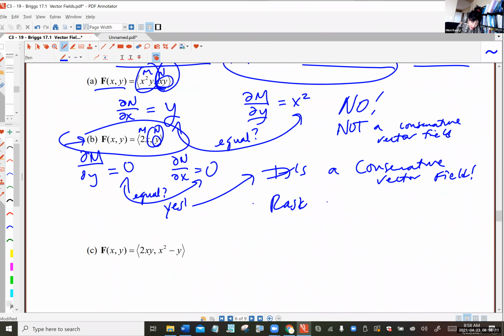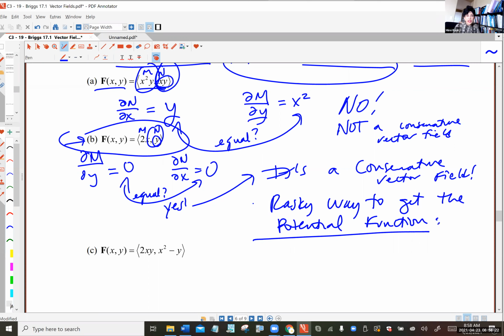The Rasky way to get the potential function. Again, I'm going to repeat this at the risk of being redundant, because I know sometimes students need to hear things 5 times before they get it. I don't make that up, they actually did studies. Students need to hear things 5 times before it sinks in, which is kind of a lot. And that means I'm going to have to do this lecture 5 times in a row, so we'll be here till midnight. No, I'm just kidding.